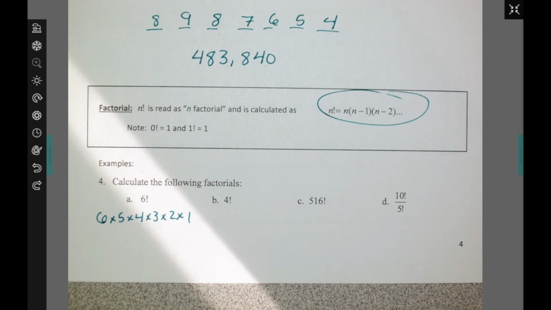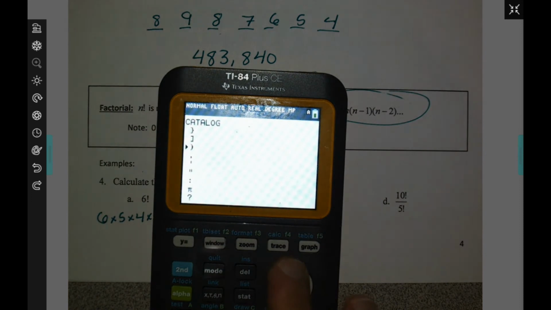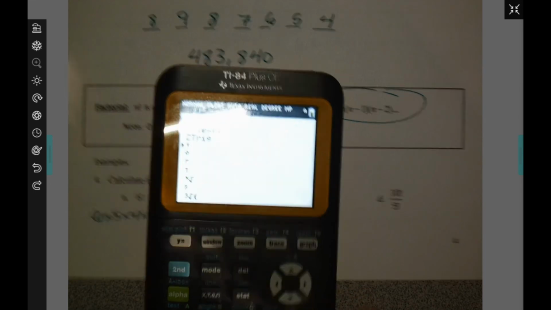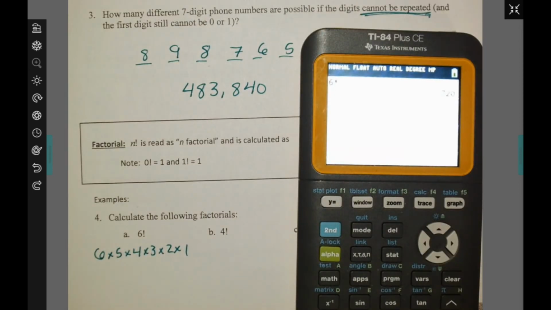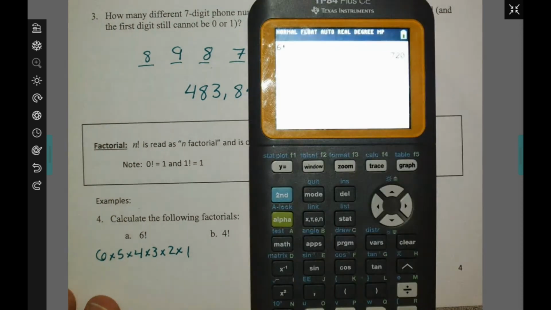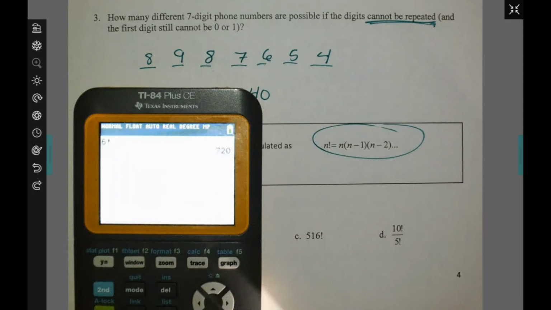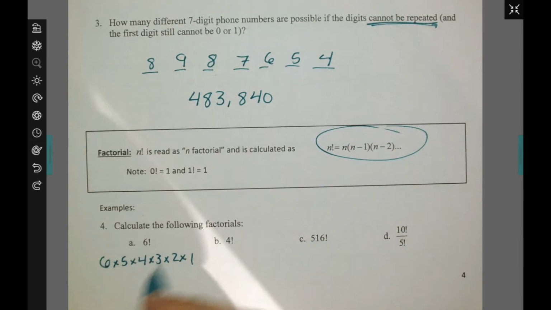Or on the calculator, we can go ahead and hit 6, and then we're going to go to catalog. And then if I hit up, we're going to go until we get to the exclamation point, which is going to be right here. So if I hit 6 exclamation point, it's going to go ahead and do the multiplication for me, where it starts off at 6 and multiplies its way down. For an answer, you should get 720.